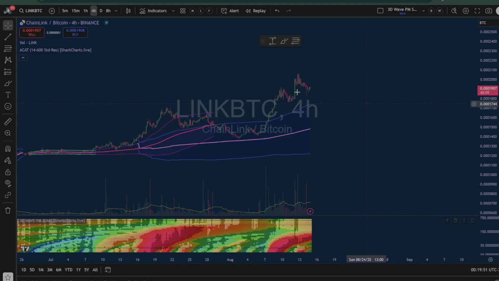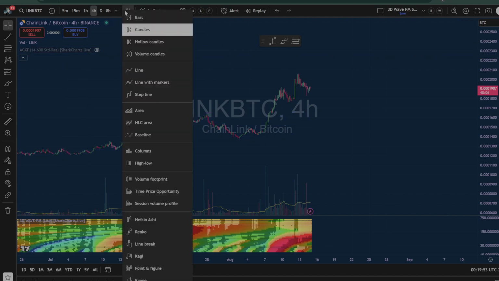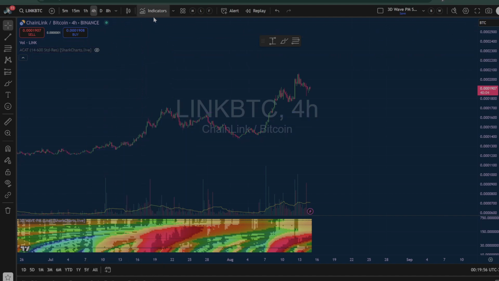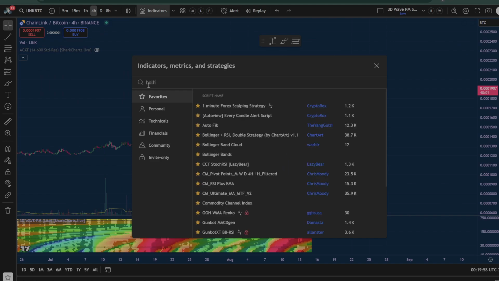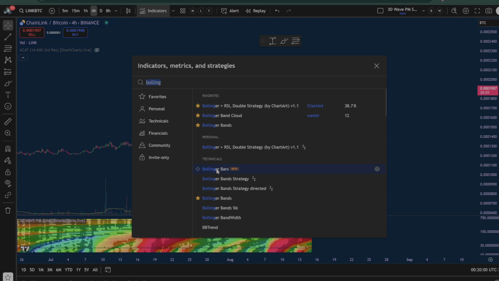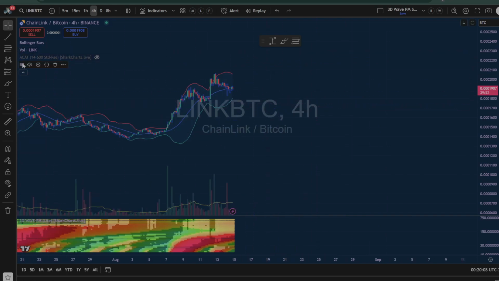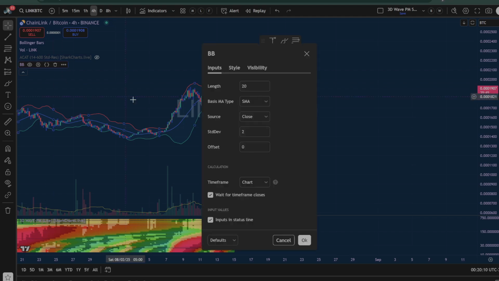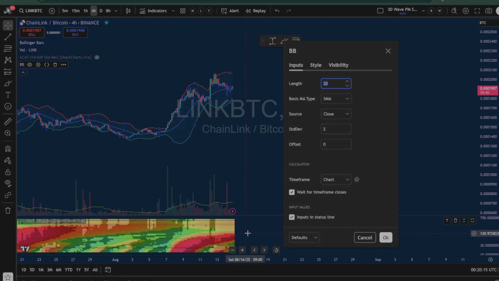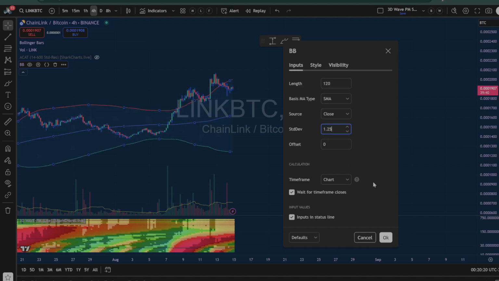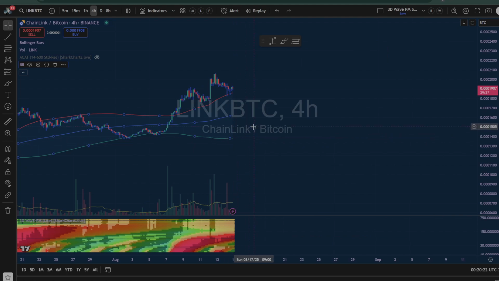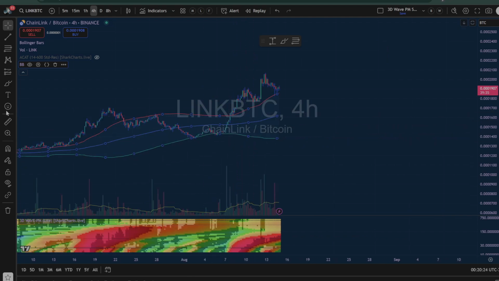Let's set up that 120 period. Let's add a Bollinger Band to the chart. No, that's not a Bollinger Band. This is a Bollinger Band. Right? How are we defining this Bollinger Band? Based on the 120, 1.25 standard deviation.